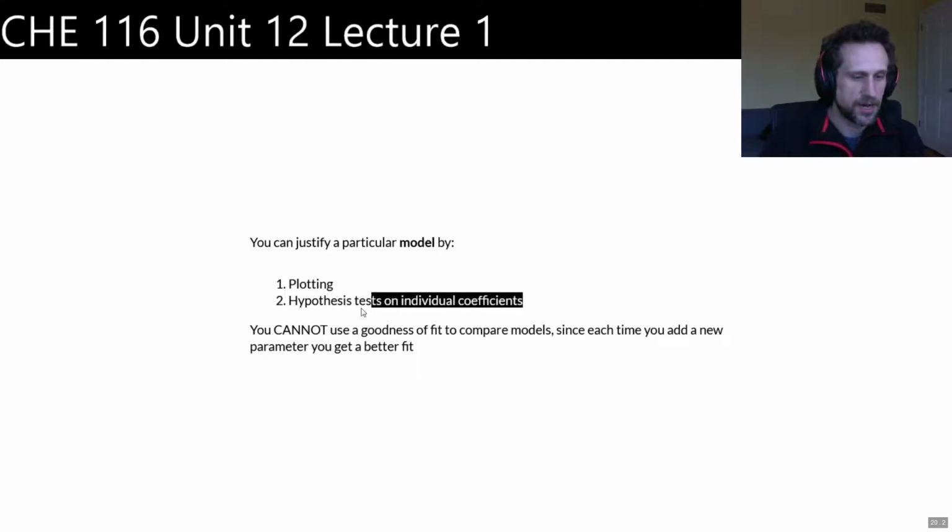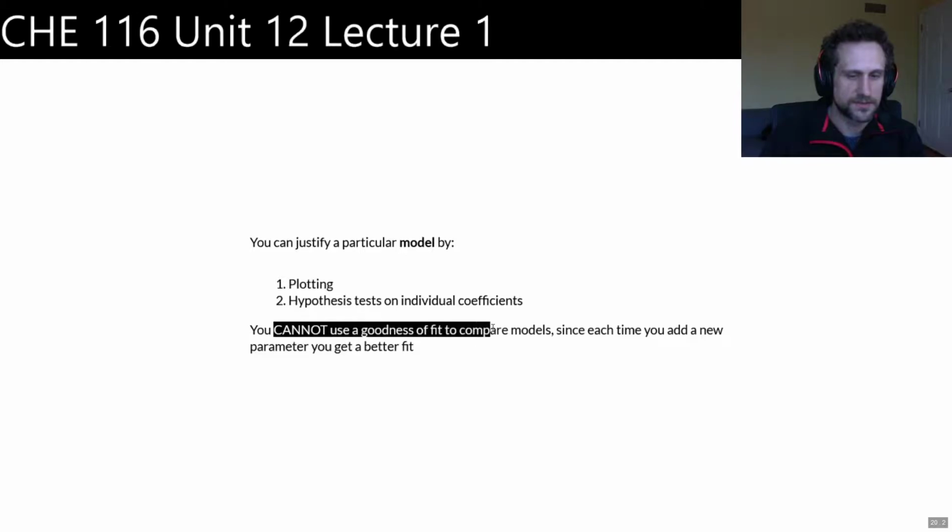And then you can do hypothesis tests on individual coefficients. Like you can do a hypothesis test to justify the intercept or the slope. Now, one thing is that you can't use goodness of fit to compare whether or not an intercept is necessary. If you add an intercept, you always improve your goodness of fit. So it's never a valid way to justify an intercept or a slope or something like that.